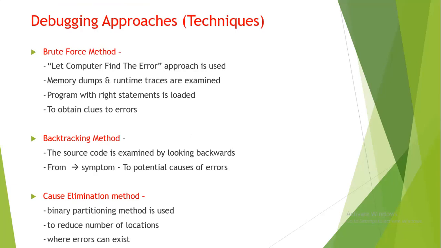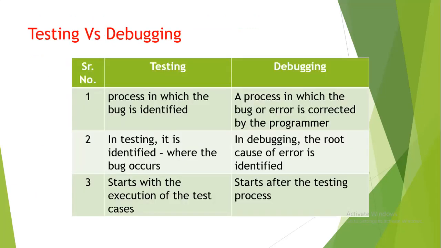Debugging approaches, that means debugging techniques. Brute force method: let the computer find the error. This approach is used: memory dumps and runtime traces are examined, and a program with write statements is loaded to obtain clues to errors. Backtracking method: the source code is examined by looking backwards from the symptom to potential causes of errors. Cause elimination method: the binary partitioning method is used to reduce the number of locations where errors can exist.